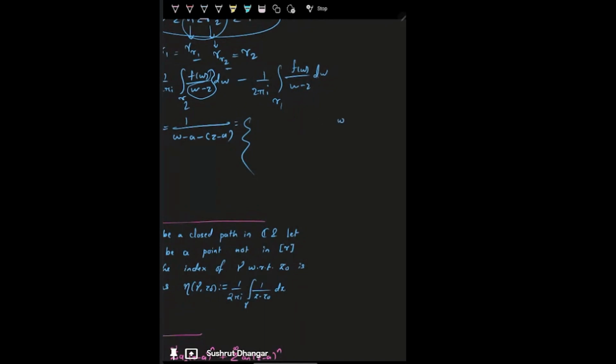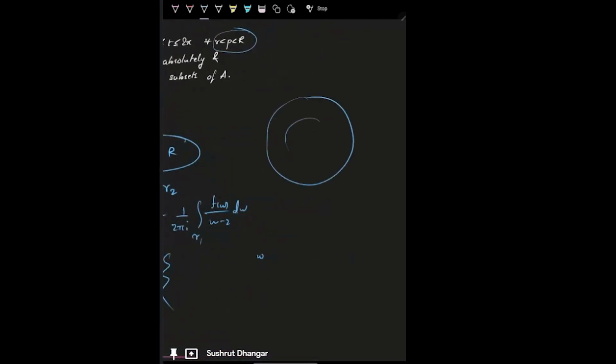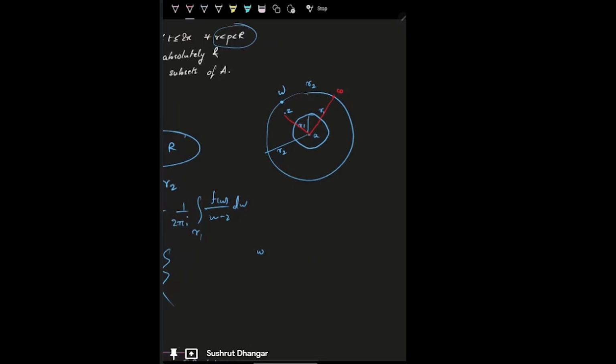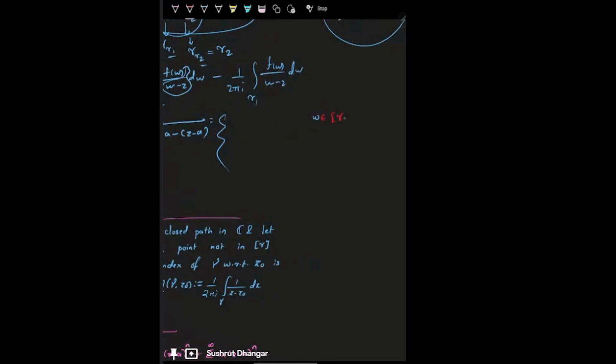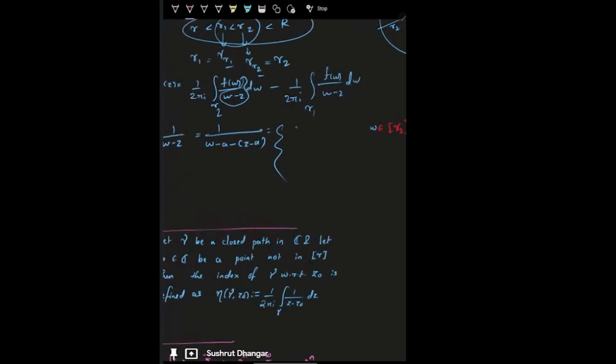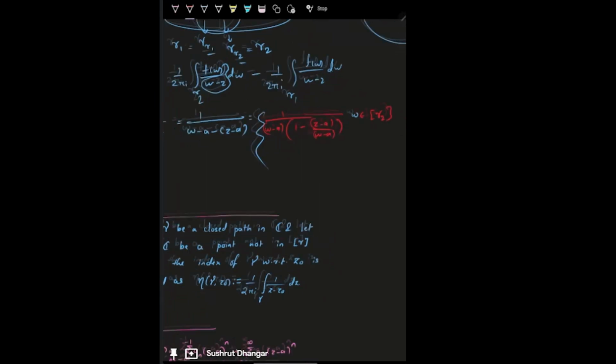So let's see the picture. Here we have the point A. This is the radius r1, this is the radius r2. This is gamma 2 and gamma 1. Now if I have w on this gamma 2 path and z lying between, then the one with the greater modulus is modulus of w minus a. So if w is on gamma 2, I can take w minus a common and rewrite this expression as 1 by (w minus a) times (1 minus (z minus a) divided by (w minus a)).